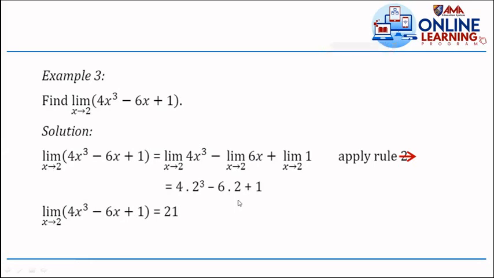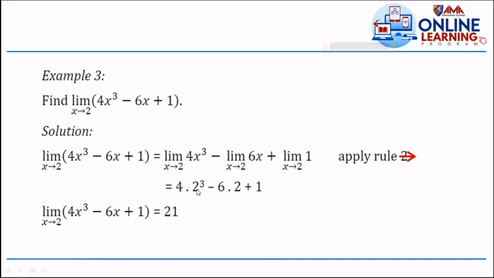Sir, medyo nalito po ako. Hindi, dito sa distributive property, walang problema, no? Distribute natin ito, no? Okay. Next, yung 4 constant siya, di ba? Susunod, substitute natin yung limit doon sa variable natin. So, yung limit natin dito is 2. So, yung x magiging 2 raised to 3. Minus 6 times x. So, 6 times 2. Okay?